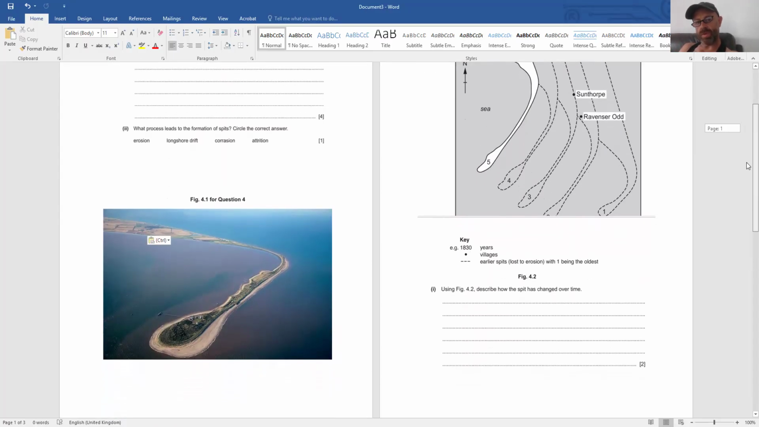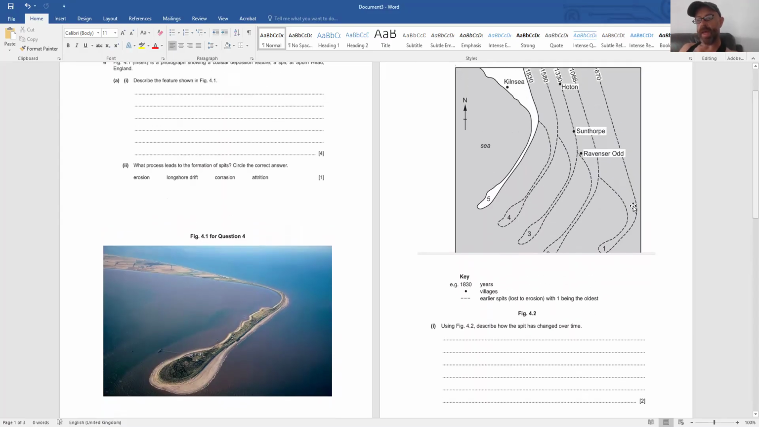So for 2 points, using figure 4.2, describe how the spit has changed over time. Well, it's moved, hasn't it? It's retreated. If we had a scale, which there was, we'd be able to say it's retreated 5 or 6 kilometers, because that's the scale that was showing us that. We could have just put the ruler against it and say, look, it's retreated 5 or 6 kilometers. Now, if I put my cursor here, it's moved this way, hasn't it? It's gone sort of up to the left, which on the compass is going to be northwest. So already that's my 2 points.